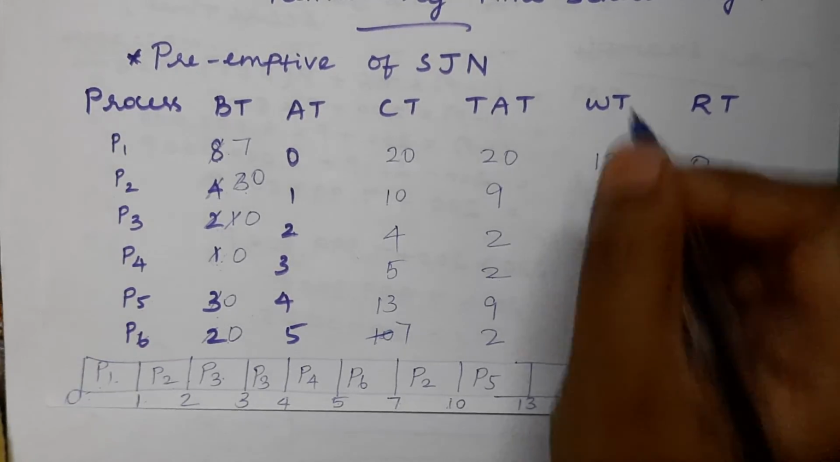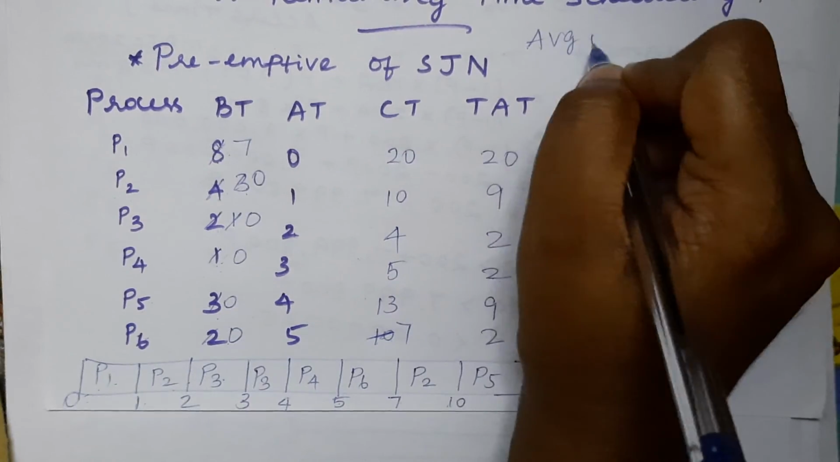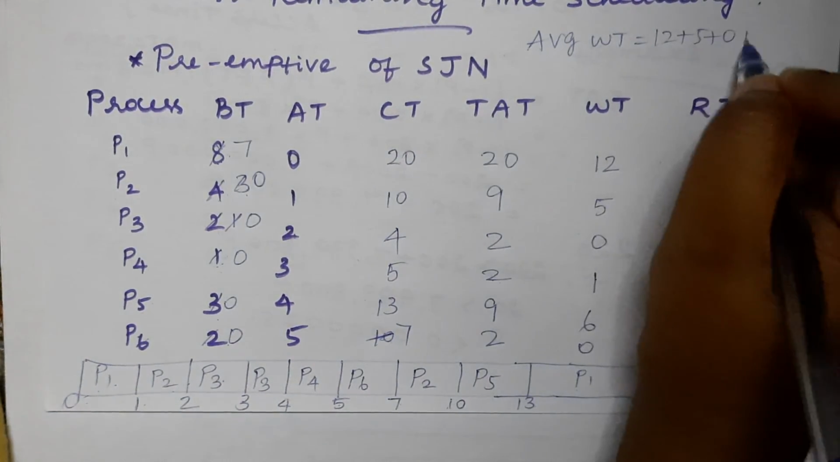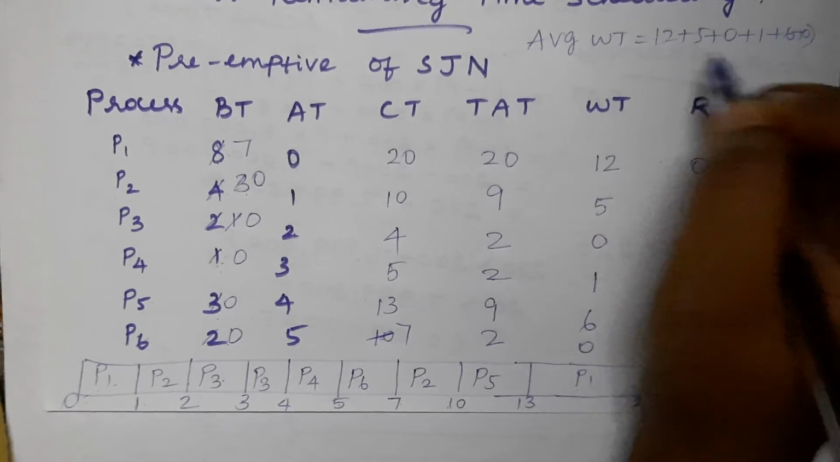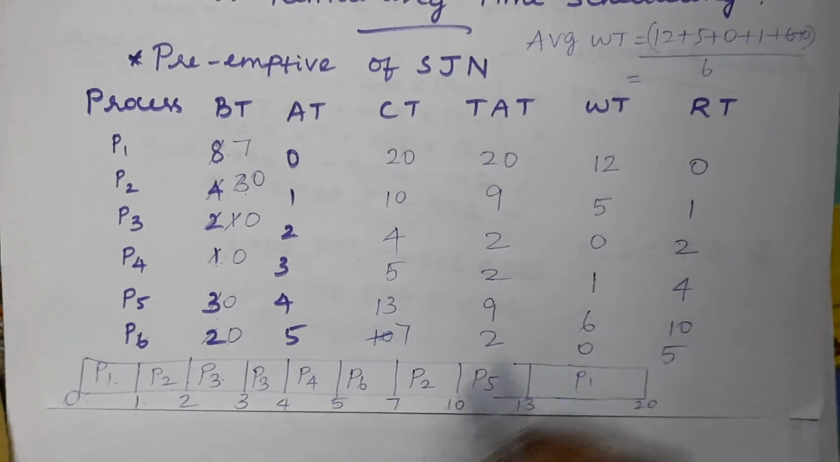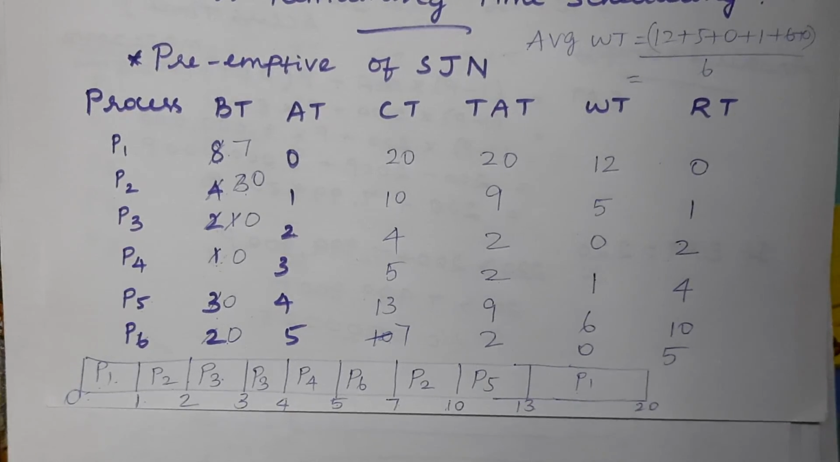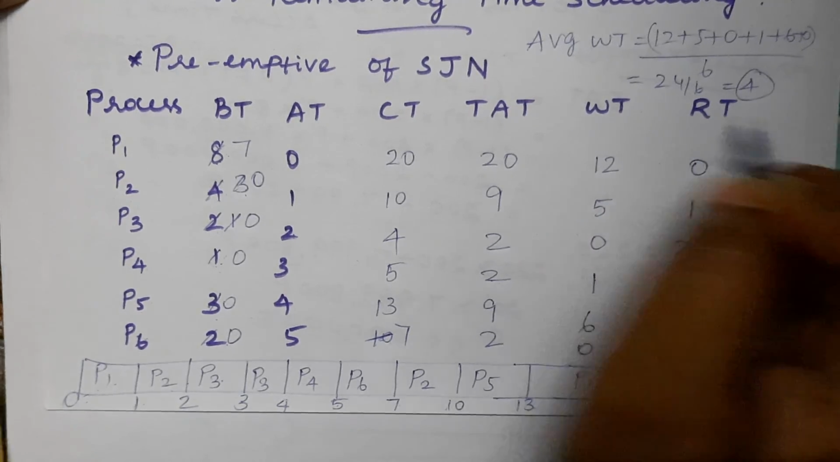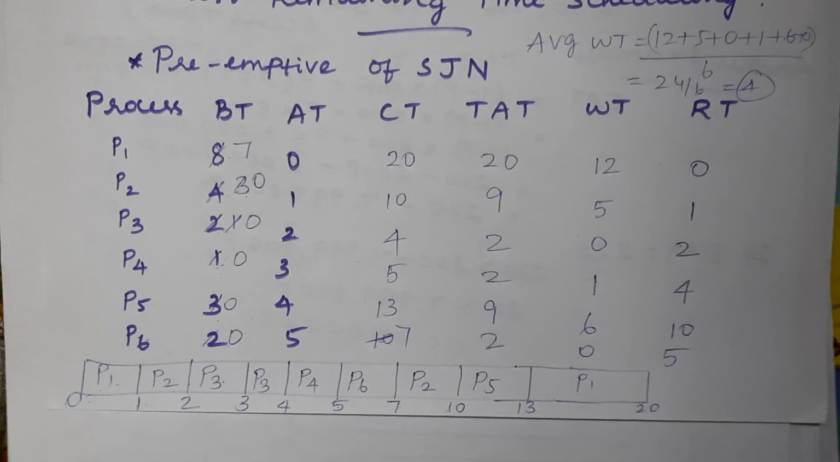If you check the average waiting time, it is 12 plus 5 plus 0 plus 1 plus 6 plus 0 divided by 6, which is nothing but the average waiting time. So here it is 24 by 6, that is 4, the average waiting time for this example.